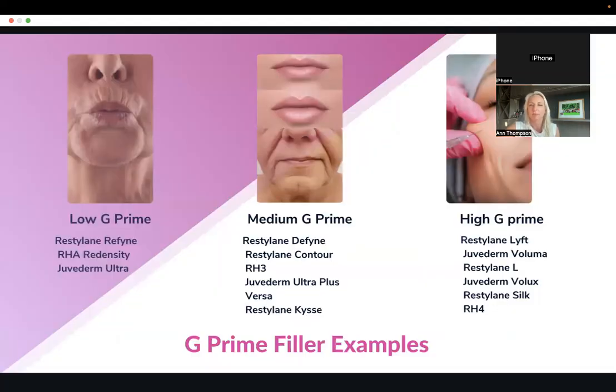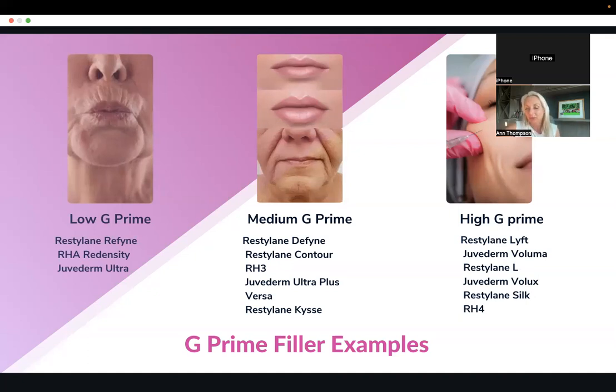All right, let's talk about some of the different products with the G prime. Low G prime are going to be Refine, Redensity, Juvederm Ultra. Medium G prime, Define, Contour, RHA3, Juvederm Ultra Plus, Versa, and Kiss. High G prime is going to be Lift, Voluma, Restylane L, Volux, Silk, and RHA4.